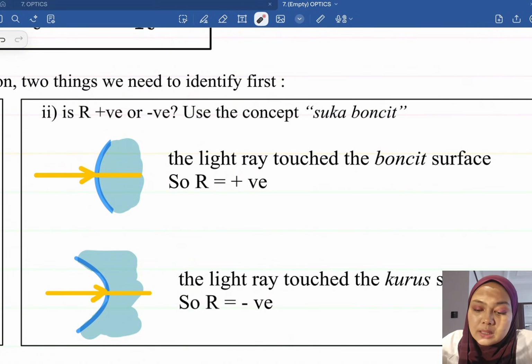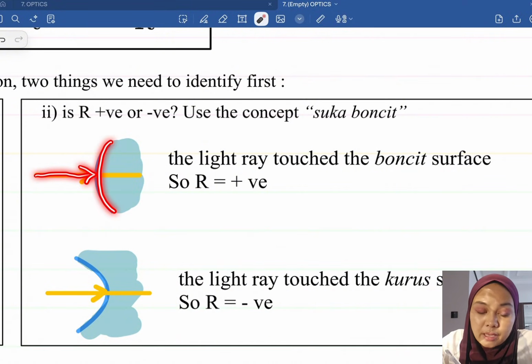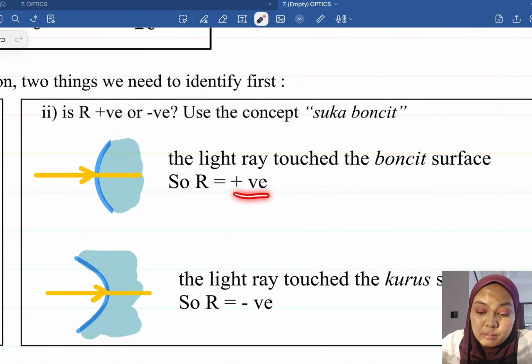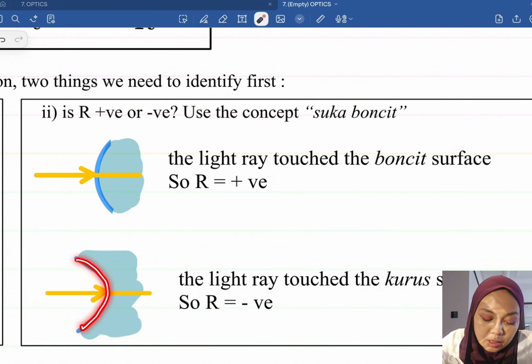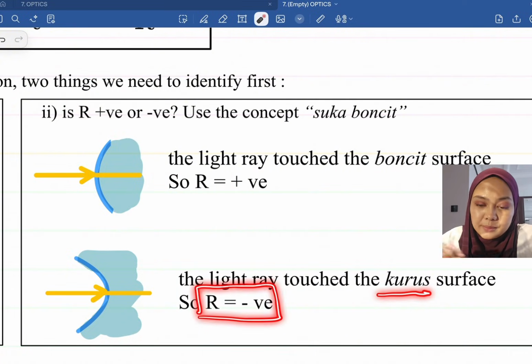We can use the concept suka boncit. For example, this situation. Let's say light rays hitting on this curvy surface. Here we can see that this is boncit. Hence, the R, the radius for this circle, is positive because we like boncit surface. Next, we have this one. This is kurus because it's hitting on the dent surface. Hence, we put the R as negative.